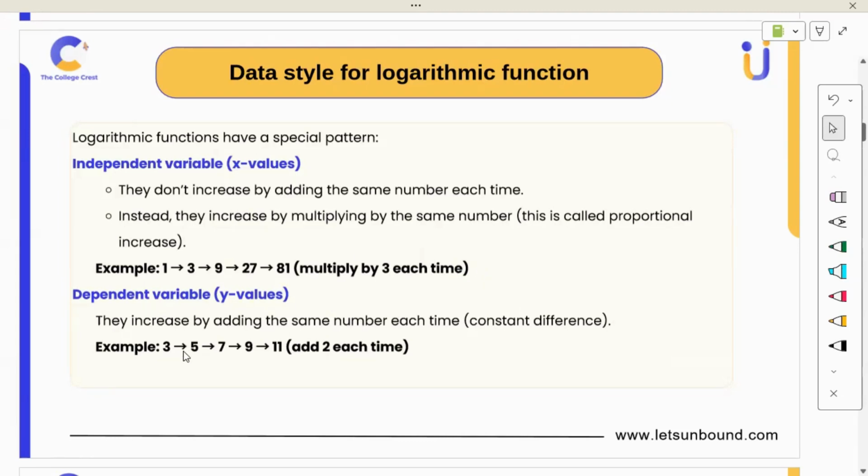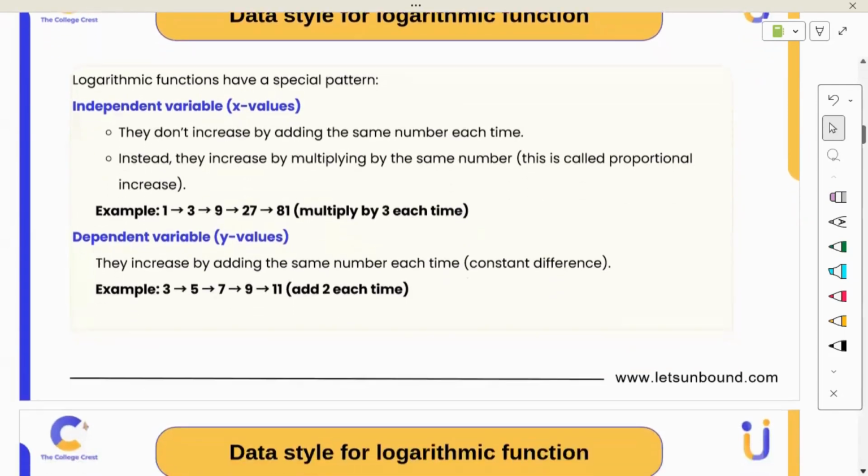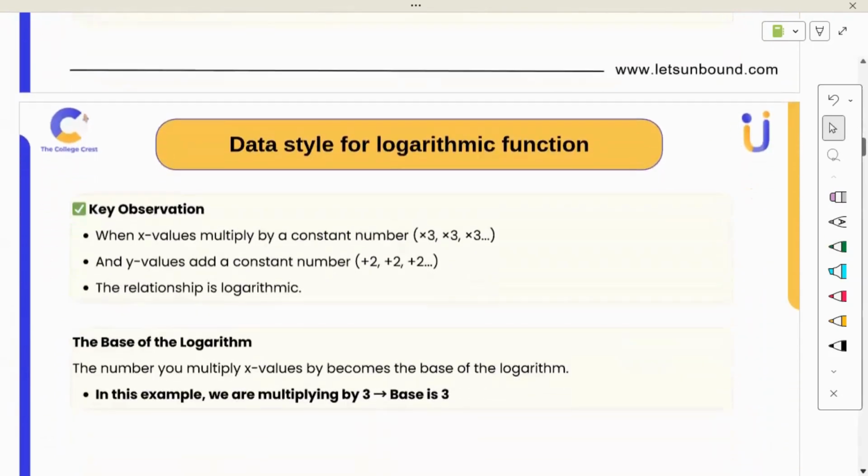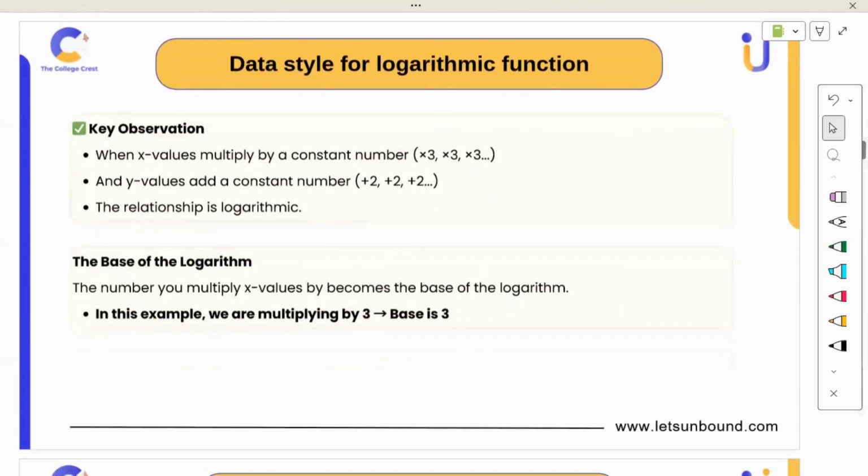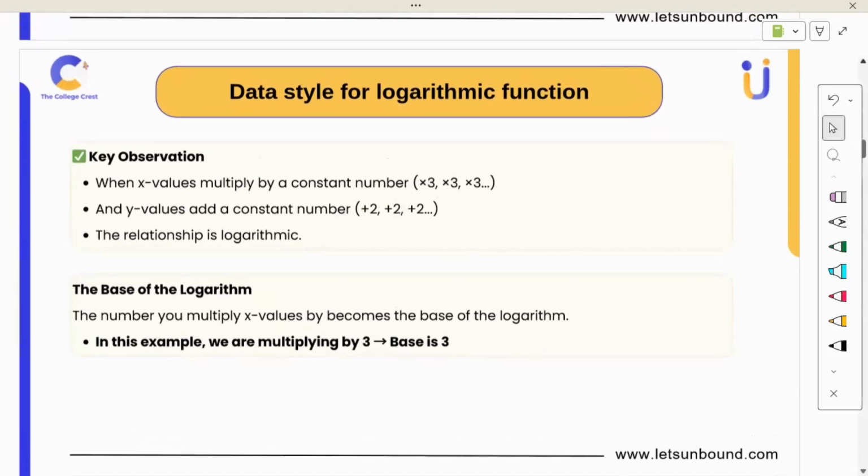And the dependent variables will follow an addition pattern. So 3 is your first, then 5, 7, 9. So your input values go by multiplication, and your output y values go by adding something each time. Now, key observations: when you see x values are multiplied by a constant number and y values add another constant number, the relationship is logarithmic.